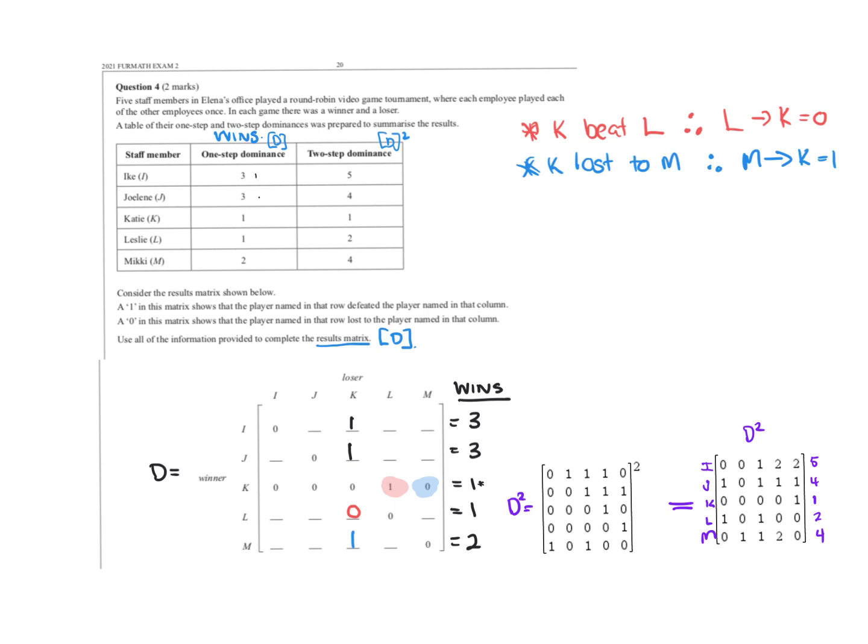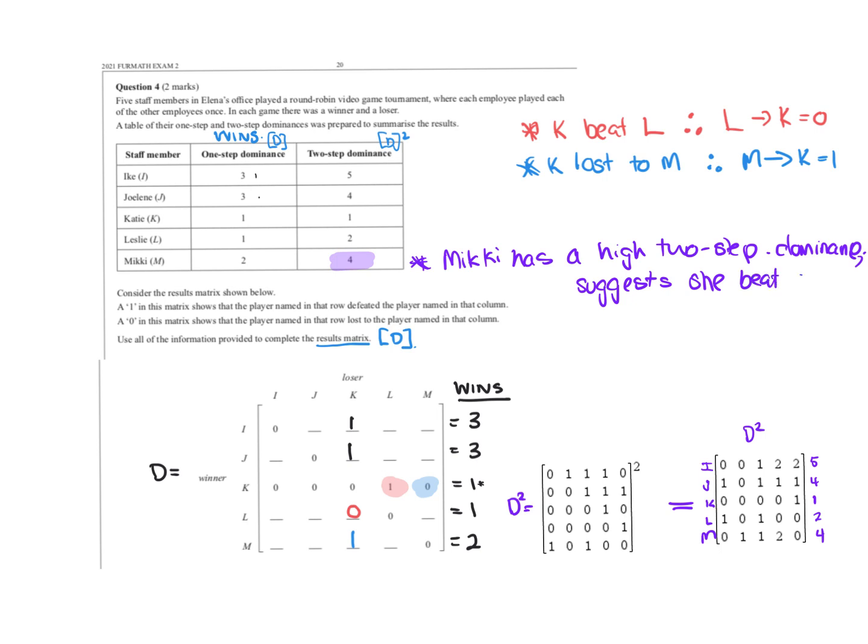If you have a look, what I noticed is that Mickey here has a high 2-step dominance. If you look there, it actually has 4. So Mickey has a high two-step dominance. That means she can beat someone who can beat a lot of other people. So that suggests to me she beat someone who won a lot.